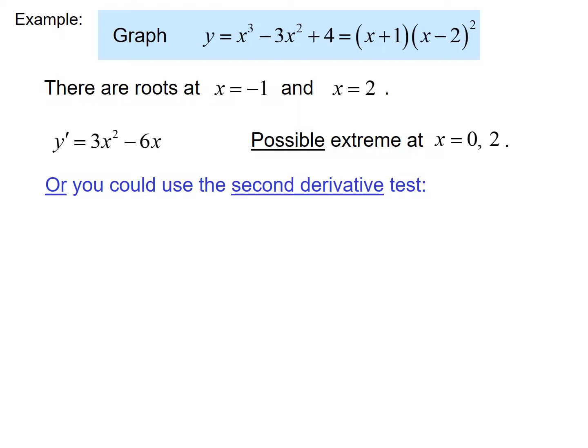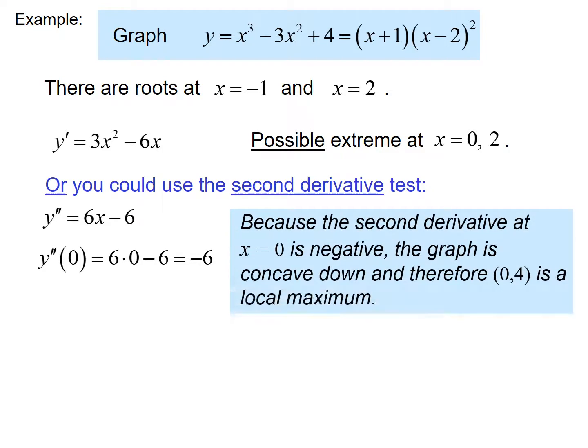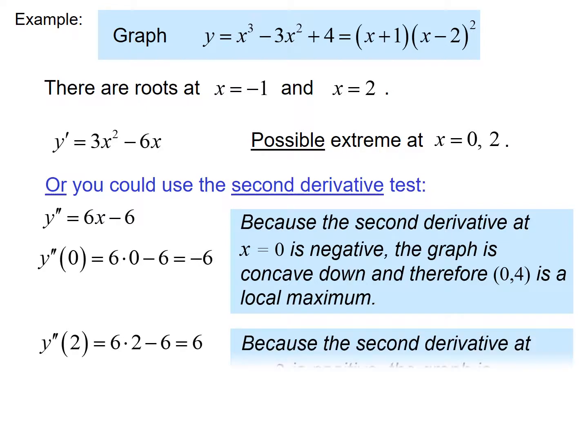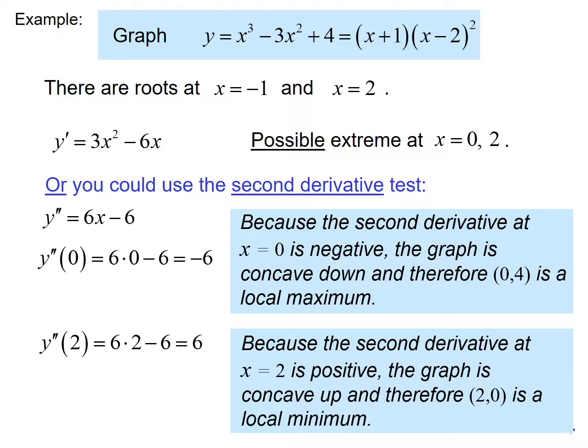We also could have used the second derivative test. If we take the second derivative, when x is 0, that's negative, so it's concave down, we have a maximum. If we take the second derivative at 2, we get positive 6, that's concave up, so there's a minimum. So just to be clear, we proved where we have a max and a min using two different methods. In practice, you would just have to choose one or the other.